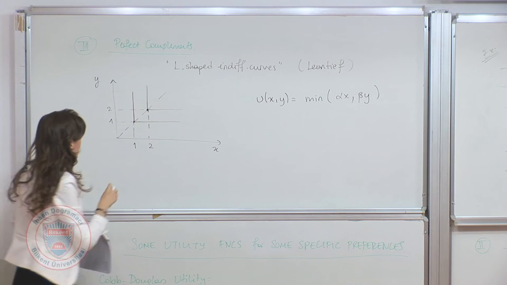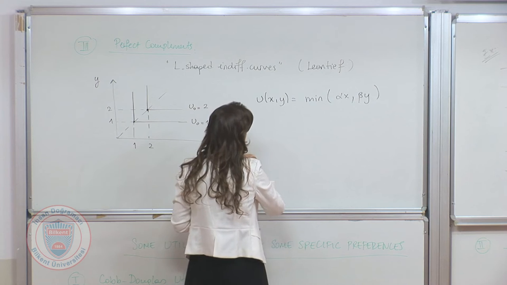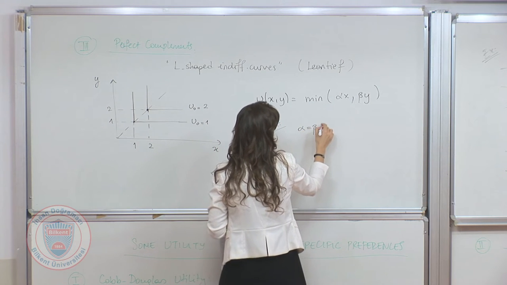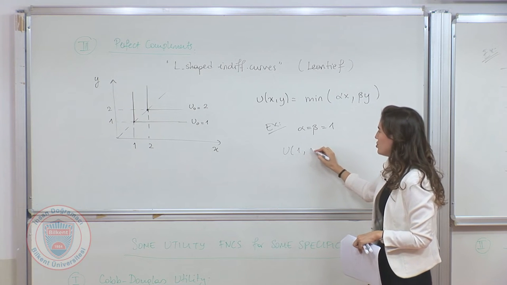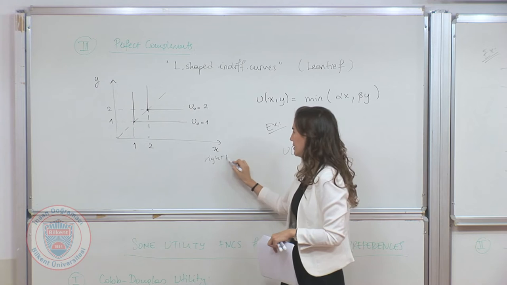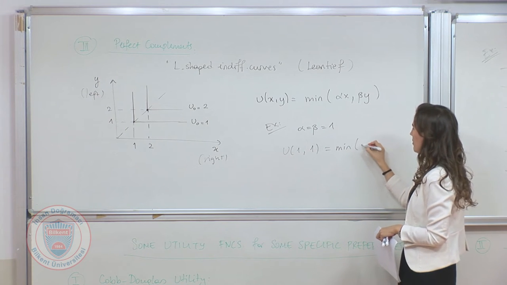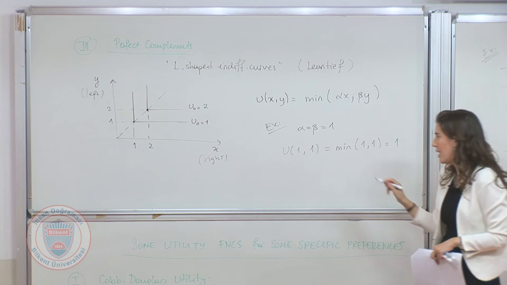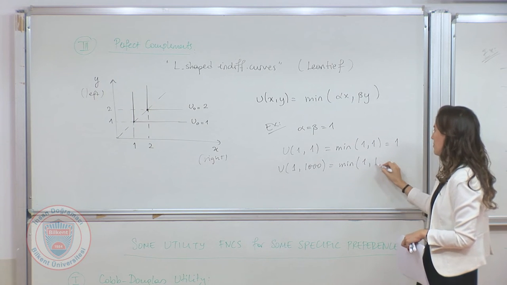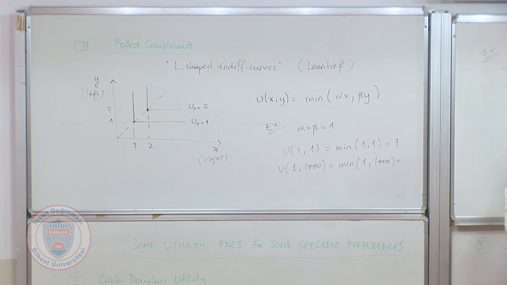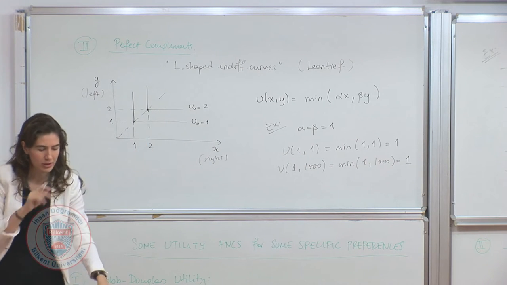So you can figure this out. For instance, here utility U0 is equal to 1, U0 is equal to 2. Let's say alpha and beta are both equal to 1. So it says that the utility of one right shoe and one left shoe, let's put left here, is the minimum of one, one, which gives the utility of one. If I have one right shoe and 1,000 left shoes, the minimum of one, 1,000 gives me what utility? One. So this is what we call perfect complements, and we show them using these types of indifference curves.